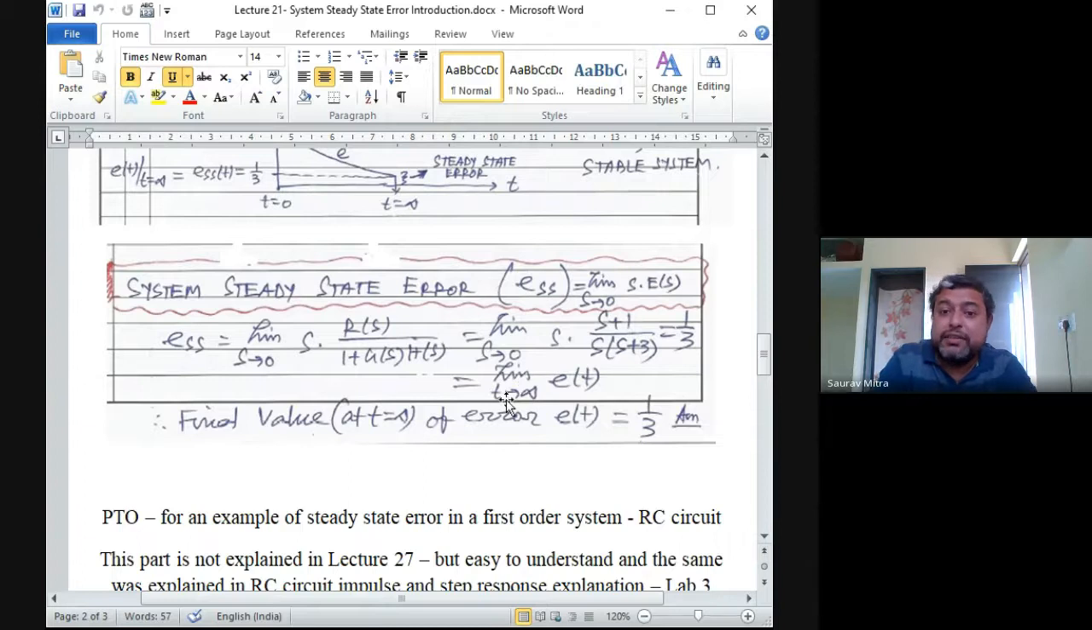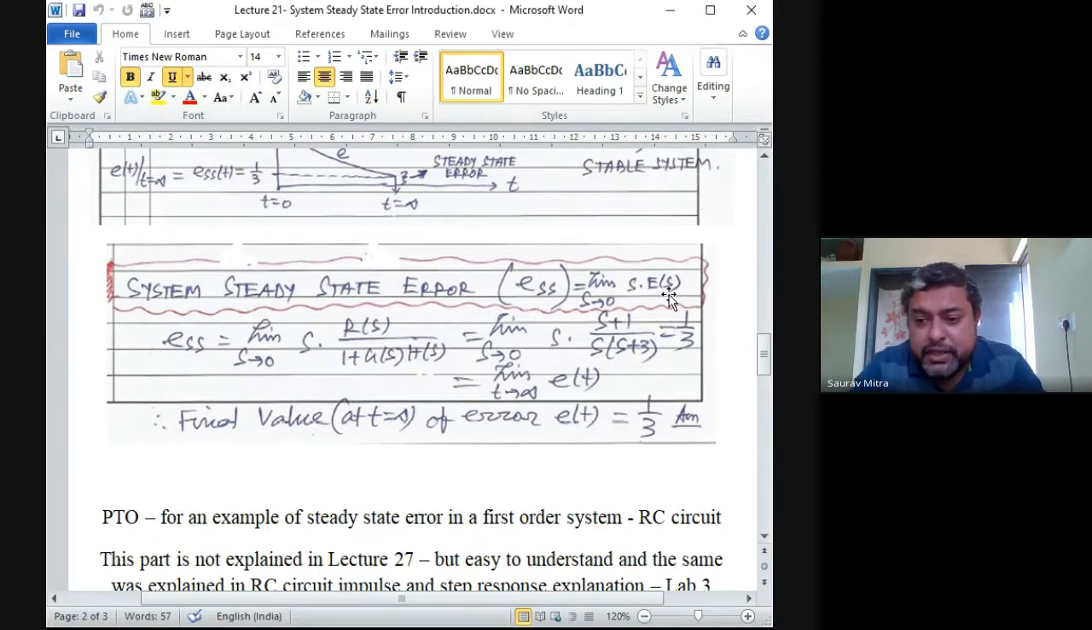Okay, so whatever s and t, s is a frequency and t is a time. And what is the relationship between frequency and time? 1 upon. Okay, so s is equal to 1 by t. When t is equal to infinity, s is equal to 1 by infinity, which is 0. So this is very easily understandable: if you know what is E(s), the error in Laplace domain, multiply s with that.